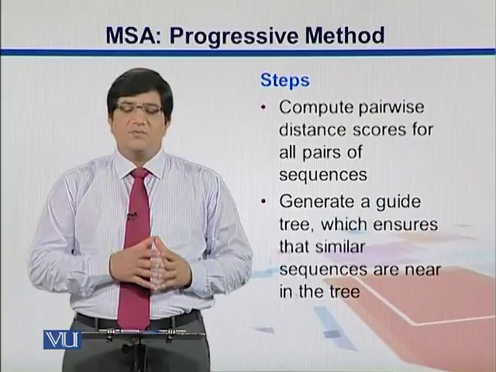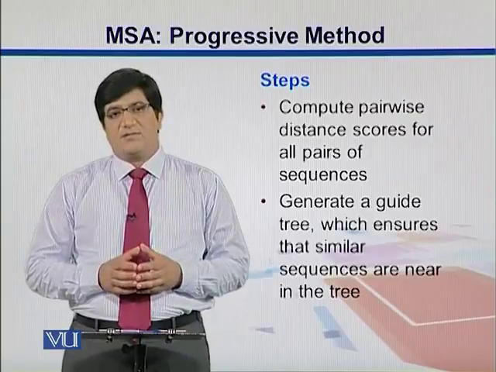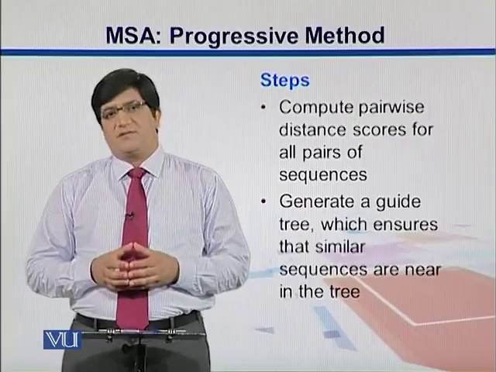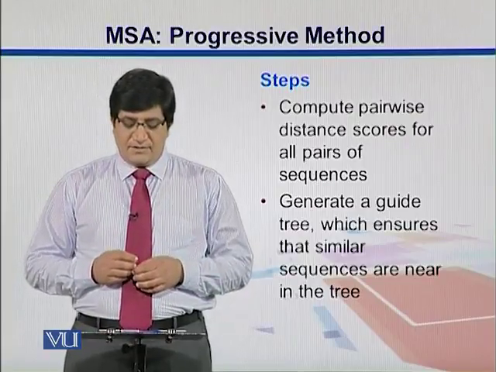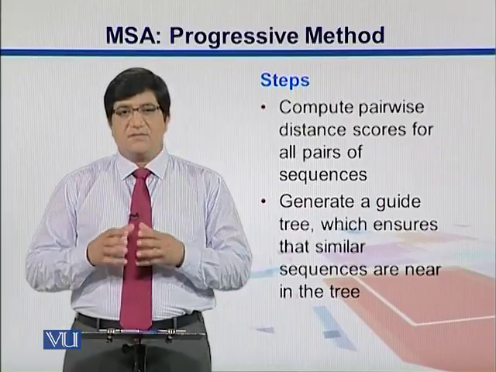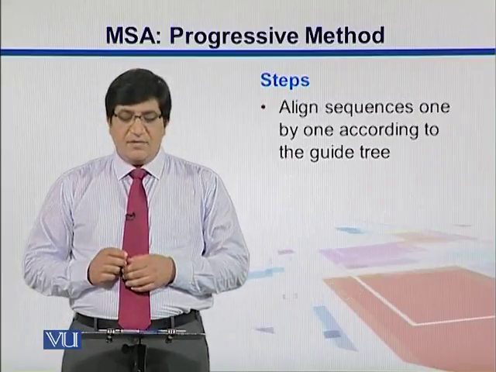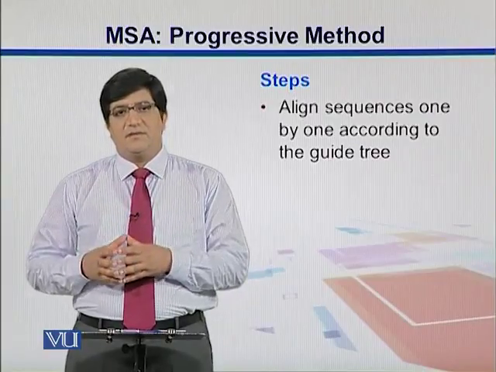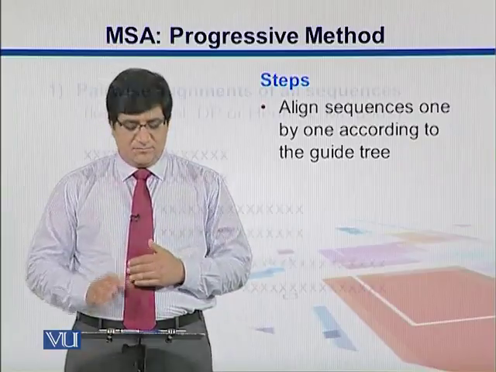So we compute pairwise distance scores for all pairs of sequences. It's kind of using what we have learned in a previous section, the sum of pairs scoring scheme. We generate a guide tree, and this tree ensures that similar sequences are closer on the tree. What you do next, after you get this tree, is go back to your sequences and use this tree as a guide for your alignments.